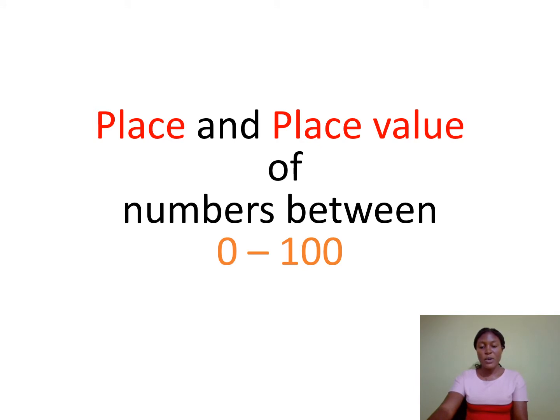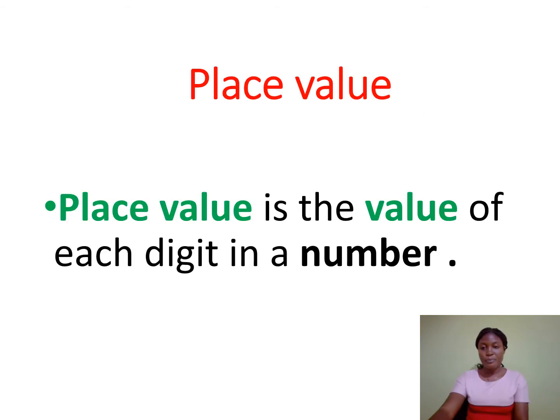Place and place value of numbers between 0 and 100. Before that, we all know counting numbers from 0 to 100. What is place value? Place value is the value of each digit in a number. So each number has what? A place value. Wherever you find a number, it tells the place and its value.